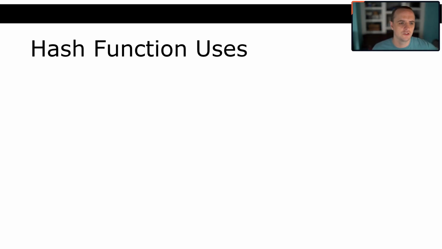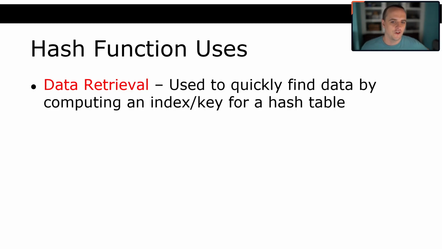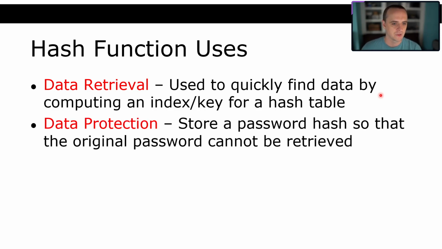So what are some uses for hash functions? The first is data retrieval and data storage. So we can use hash functions to quickly find data by computing an index or a key for a hash table. And we'll talk a lot about hash tables in the second bit of this lecture. Data protection. So for example, we could store a password hash so that the original password cannot be retrieved.